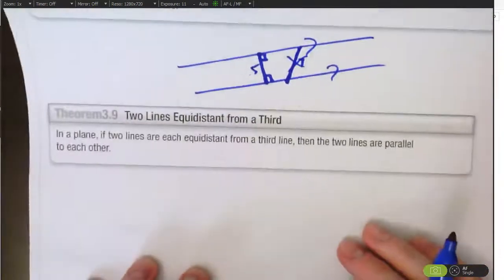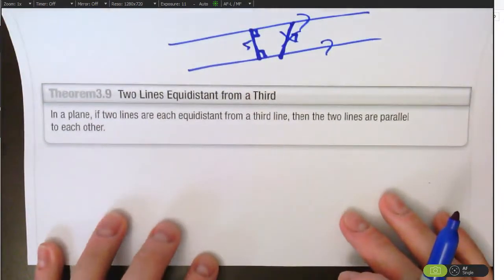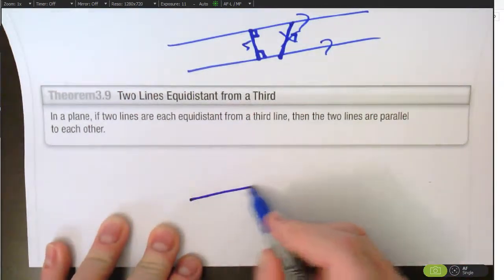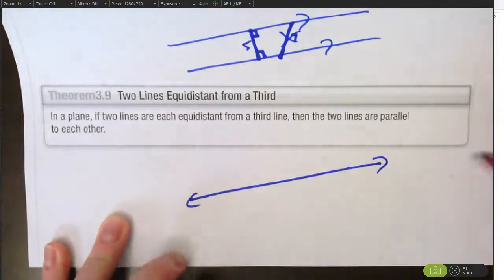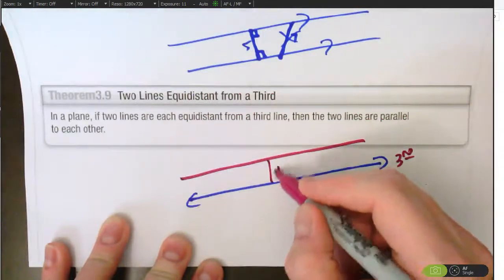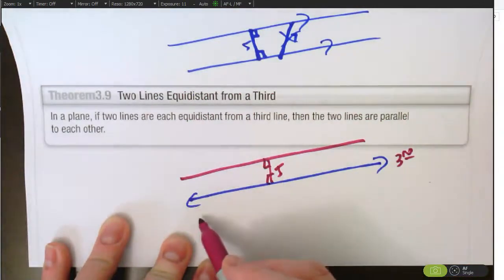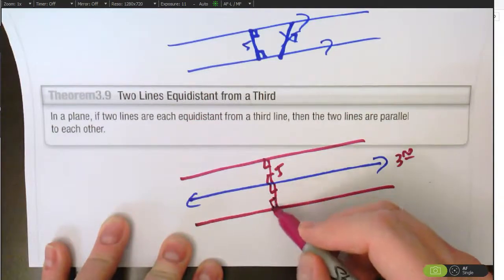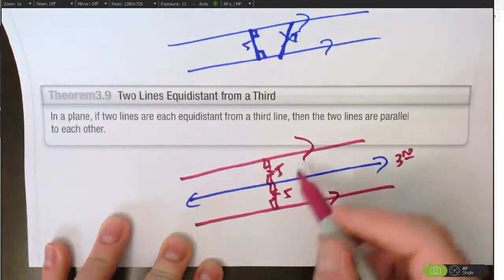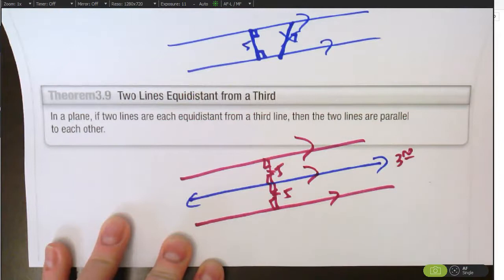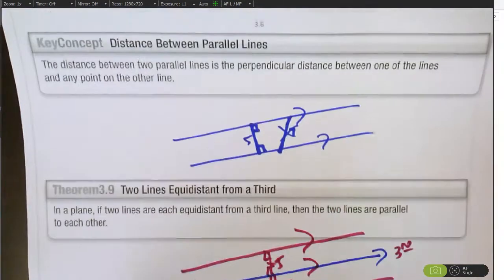And then theorem 3.9 says, in a plane, if two lines are equidistant from a third line, then the two lines are parallel to each other. So here's what I'm going to start with. Here's the first line. And let's say this is the third line actually. Let's say the first line here is 5 away from this line. If you're 5 away the opposite direction all the time, hopefully you can see these two lines are parallel to each other, and in fact they're also parallel to the third line.